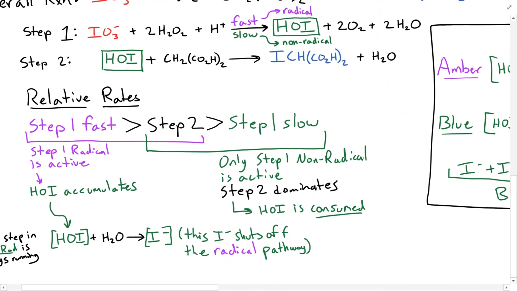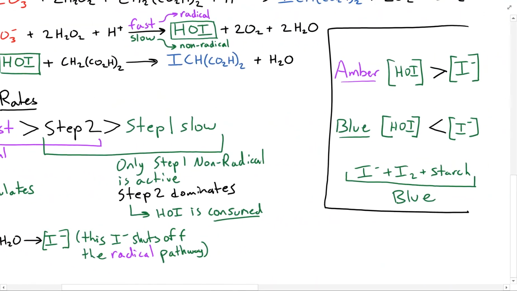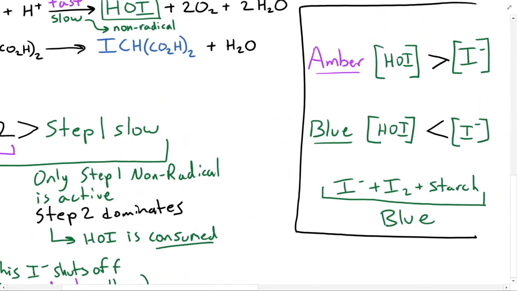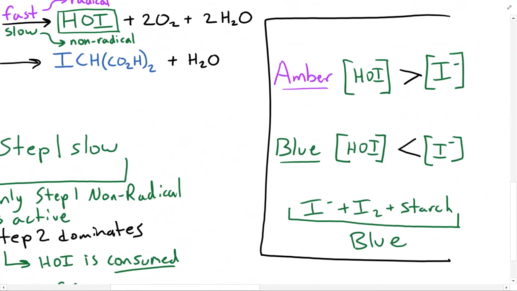This means that we have a constant change in color, because if we look at this, it's amber when we have a higher concentration of HOI. And remember, HOI is made quickly by the radical mechanism. The radical mechanism makes HOI very, very quickly, so it gains a higher concentration, and we see an amber liquid.